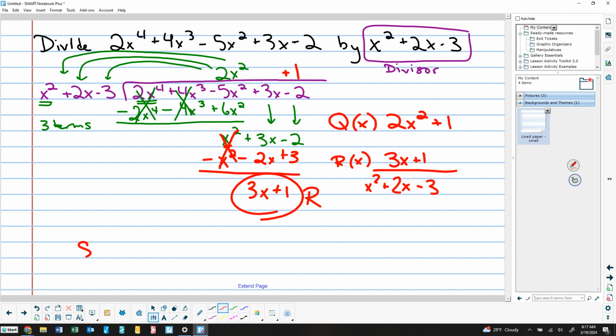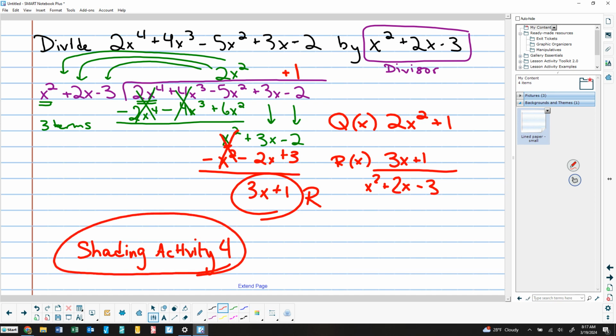You're going to do shading activity 4. There's nothing really super tricky in there. So these can get a little bit harder, but they don't get any more difficult than that, I don't think.